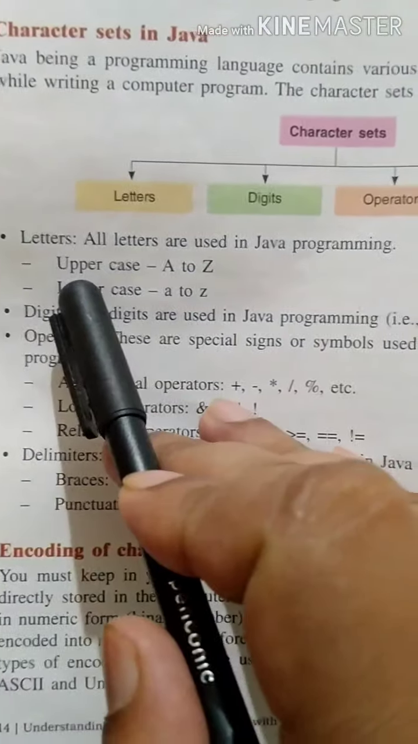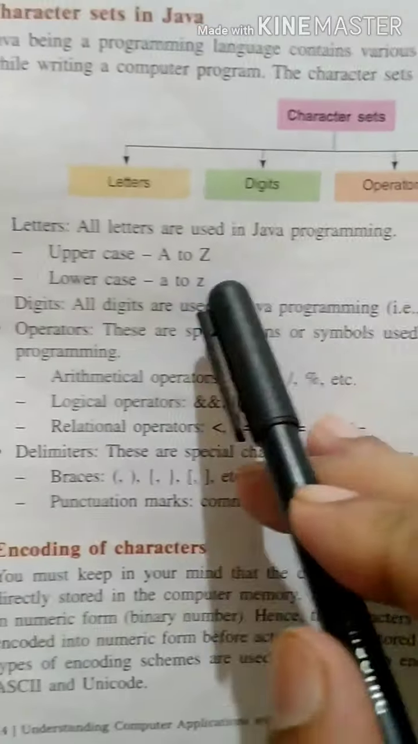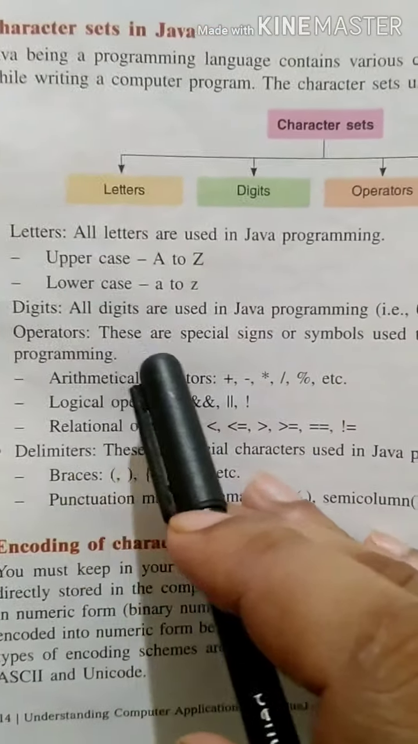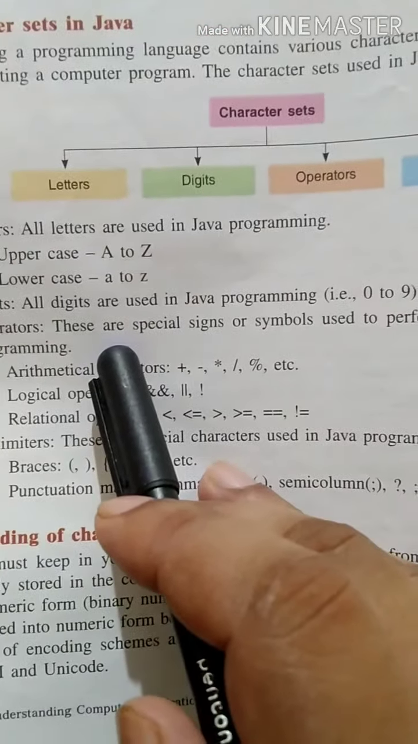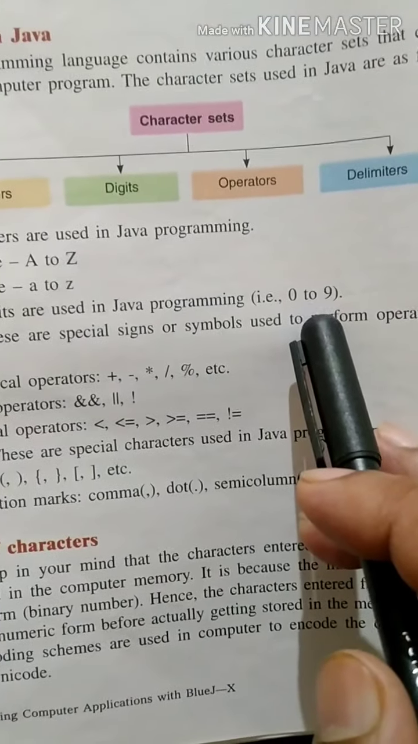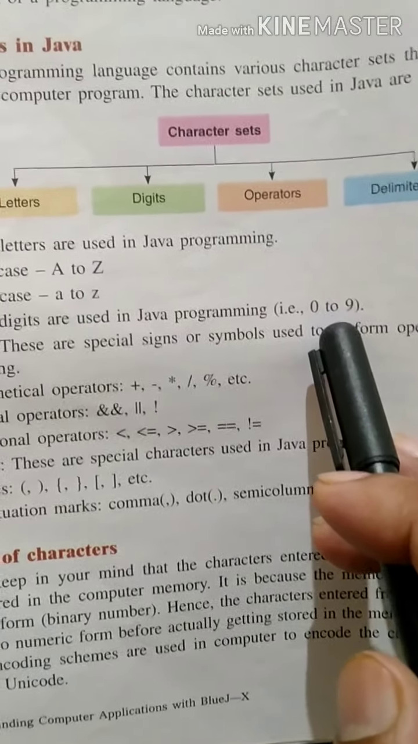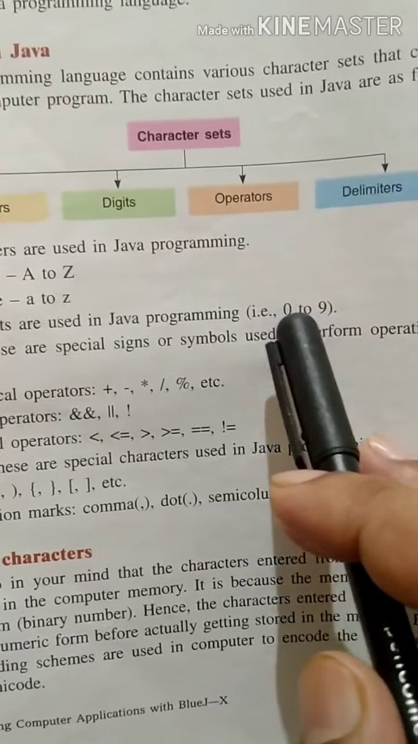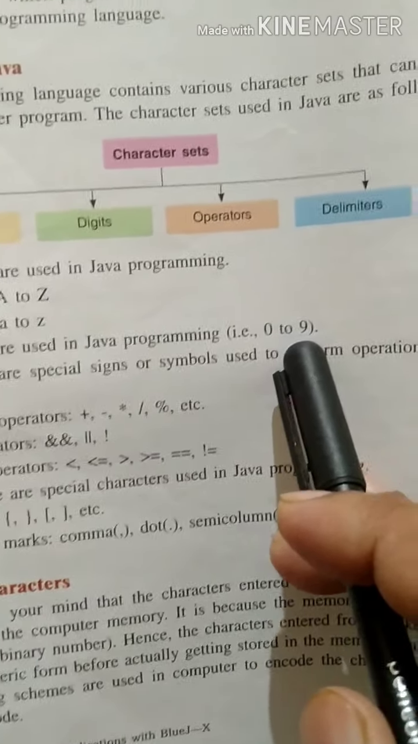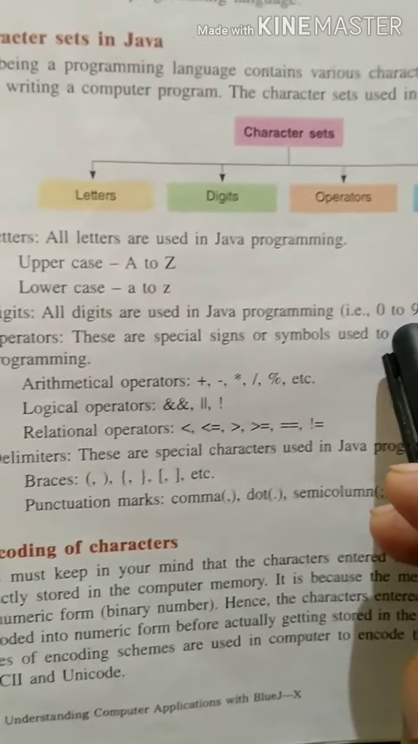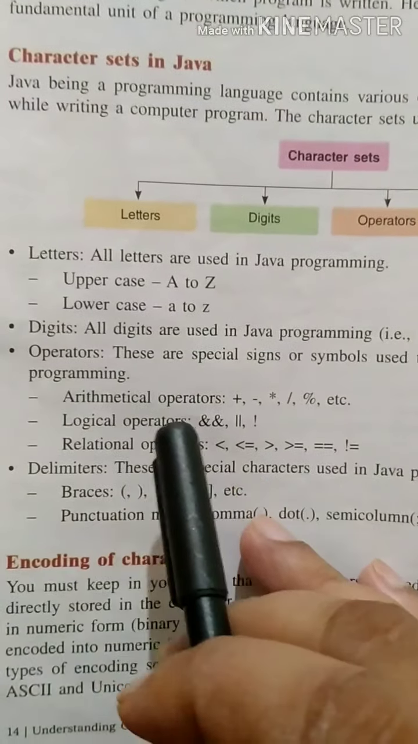First of all, what is a letter? A letter is an uppercase or lowercase letter, A to Z. And what is a digit? We have a total of 10 digits, 0 to 9. We use the decimal number system: 0, 1, 2, 3 up to 9.